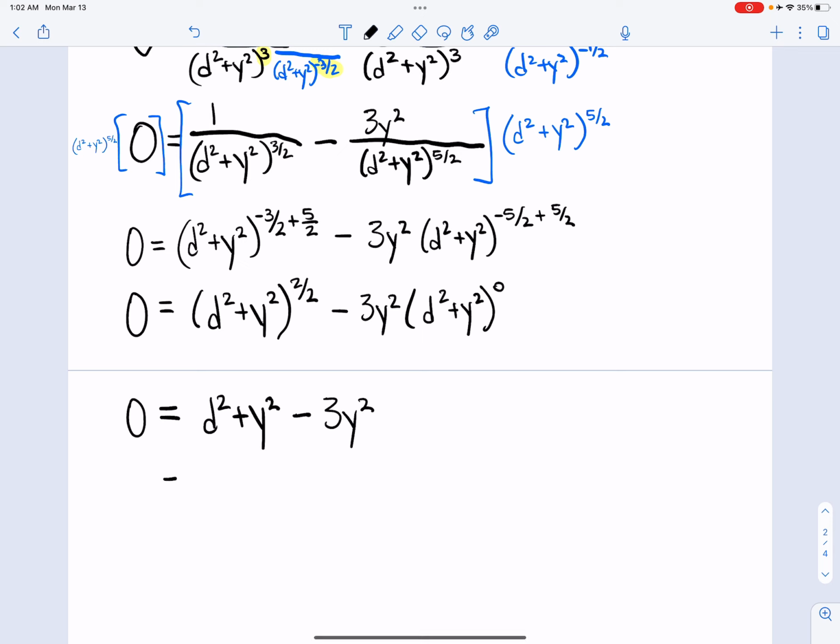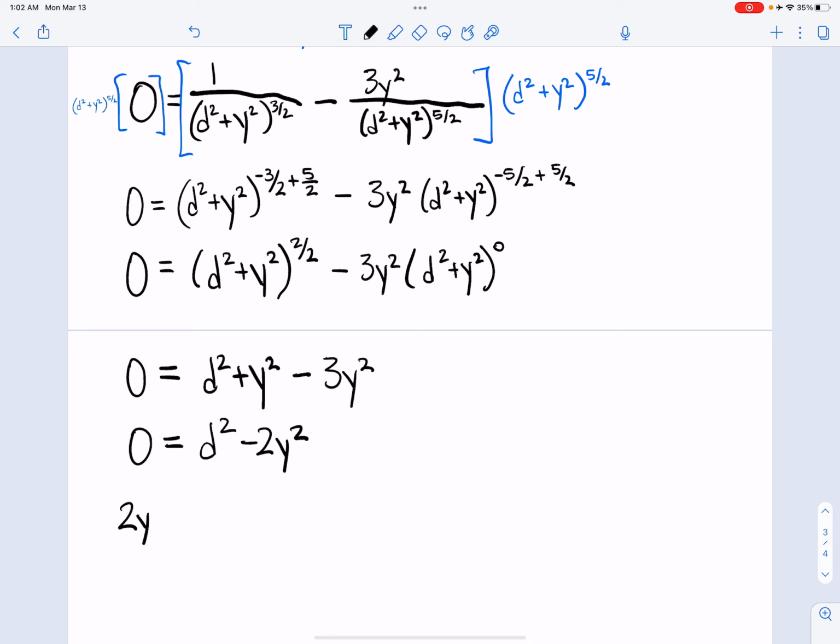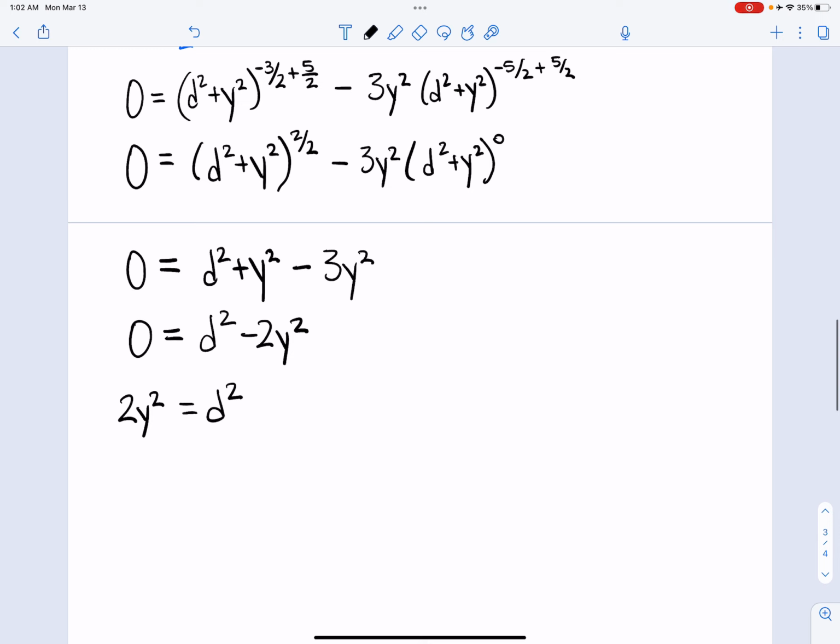Oh, I have some like terms, so that becomes d squared minus 2y squared equals 0. Okay, so 2y squared is equal to d squared, and y squared is equal to 1/2 of d squared. So d squared over 2. So then if I square root both sides of the equation, I would have now y is equal to d over the square root of 2.